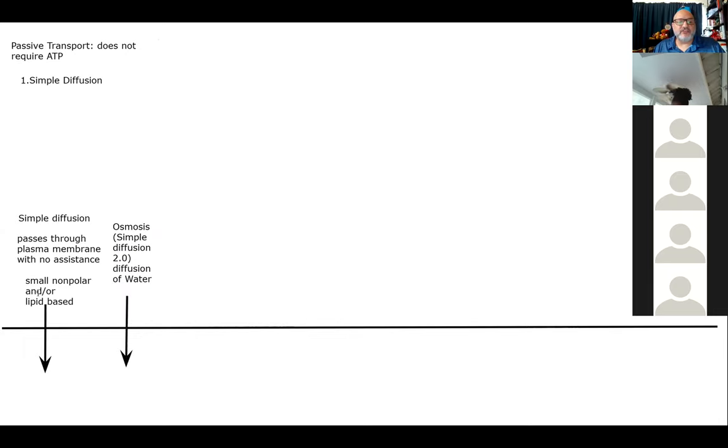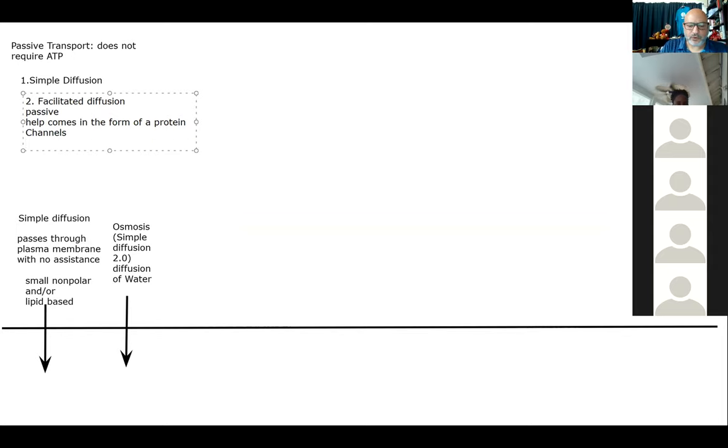Anything that isn't water or isn't small, nonpolar, or lipid then needs another way to get through. And one of those is what we call, and this was a term used earlier, facilitated diffusion. Facilitated diffusion, again, is passive in its movement, meaning no ATP is used. We use the driving force of the molecule. However, facilitated means that it needs help, and in this case, the help comes in the form of a protein. And they're basically of two types: either channels or carriers.